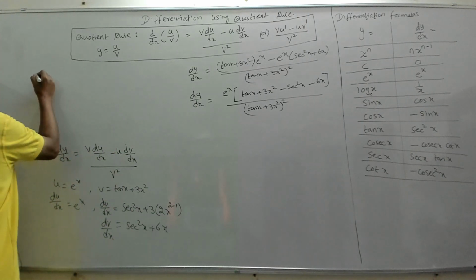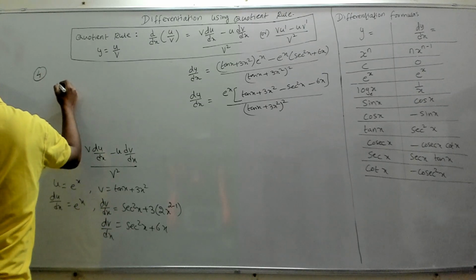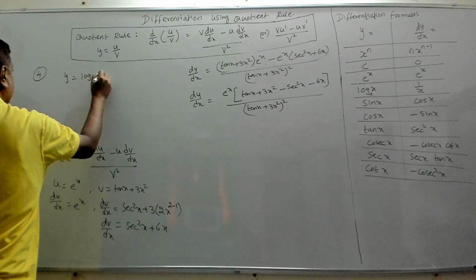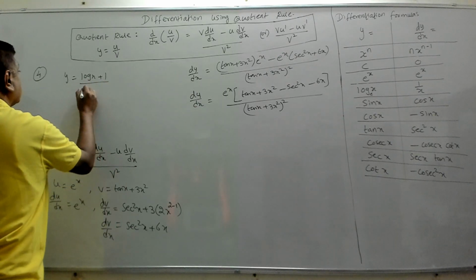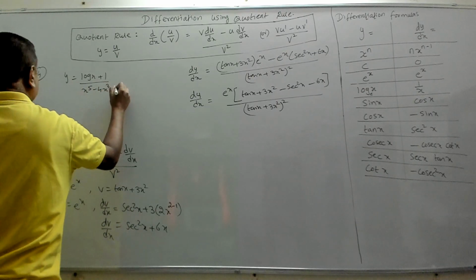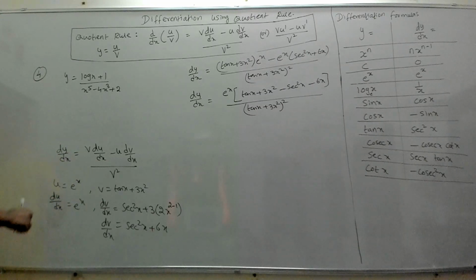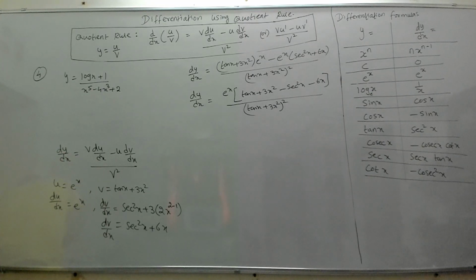Write the fourth question: y is equal to the function log x plus 1 by x power 5 minus 4x cube plus 2. Now we have to find the derivative of this function. What is that? It is log x plus 1 by x power 5 minus 4x cube plus 2.